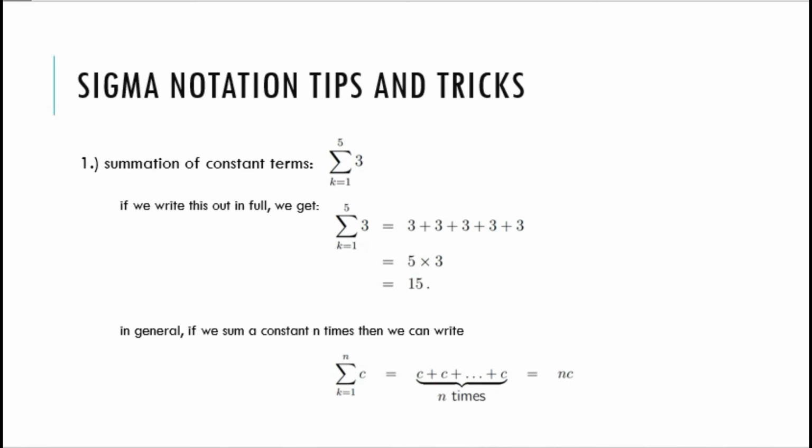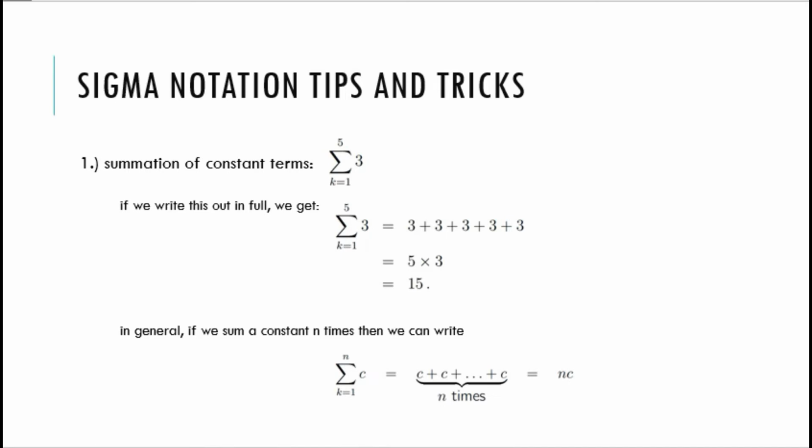And so now we come to the part of the tips and tricks or techniques in solving sigma notation problems. So firstly, we have one about the summation of constant terms. So given this problem, if we write this out in full, we get 3 plus 3 plus 3 plus 3 plus 3. And so the trick with these kinds of questions is to multiply 3 by the ending index, which is 5, which will give us 15.